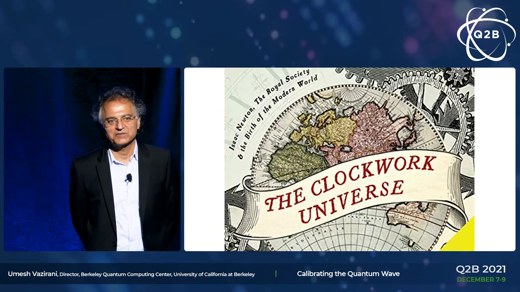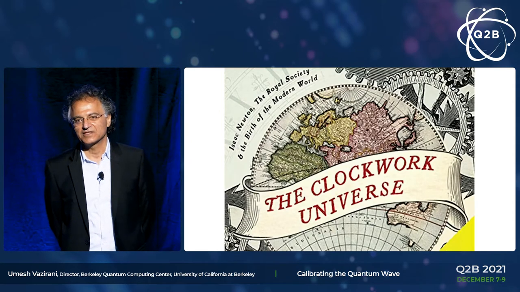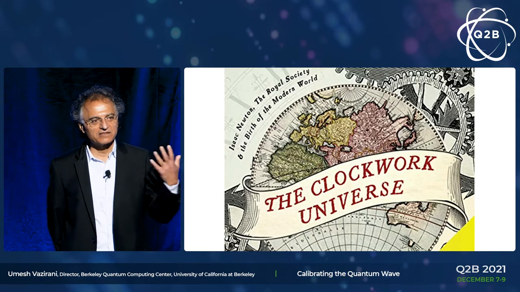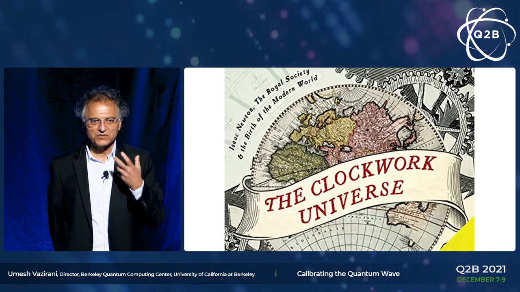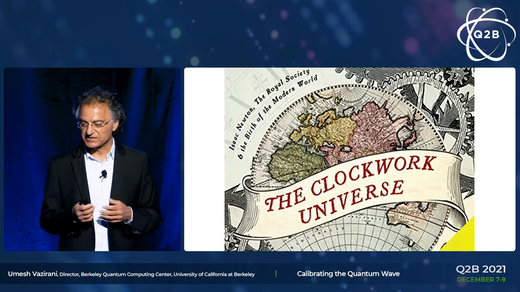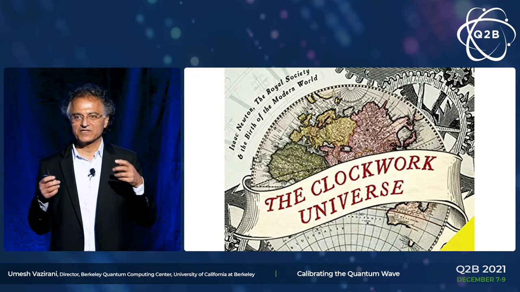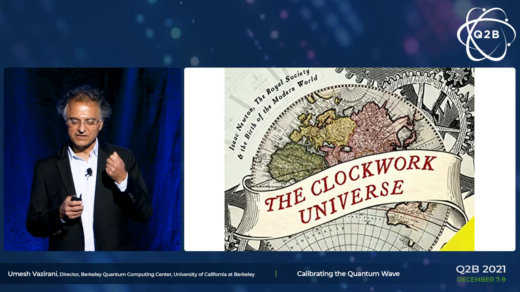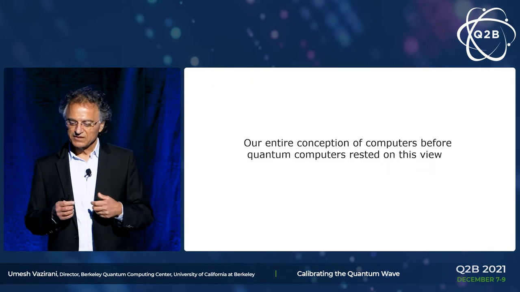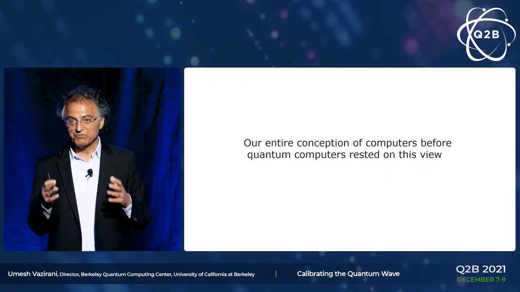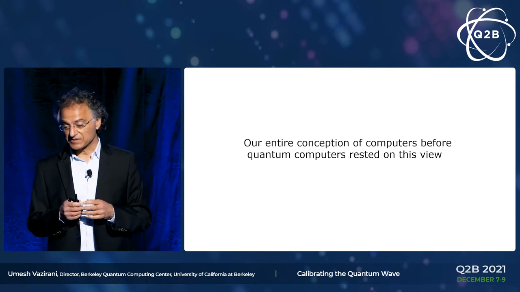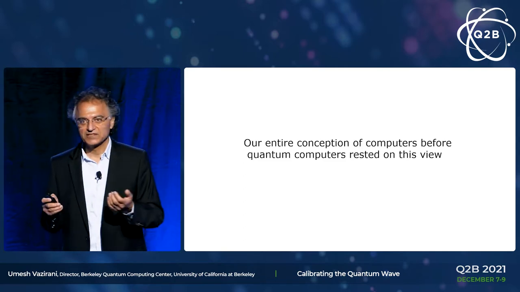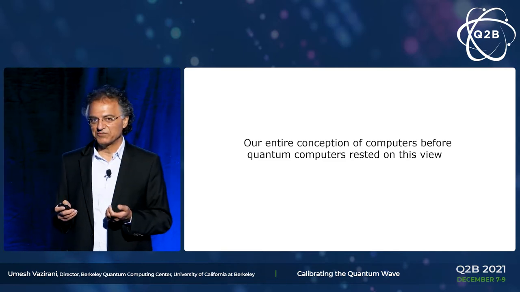In a sense, if we go back to Newton, already starting with him and then gaining speed after that was this notion of a mechanical universe, or sometimes also called a clockwork universe. And our entire conception of computers before quantum computers actually rested on this view of the world. So in what sense do I mean this?